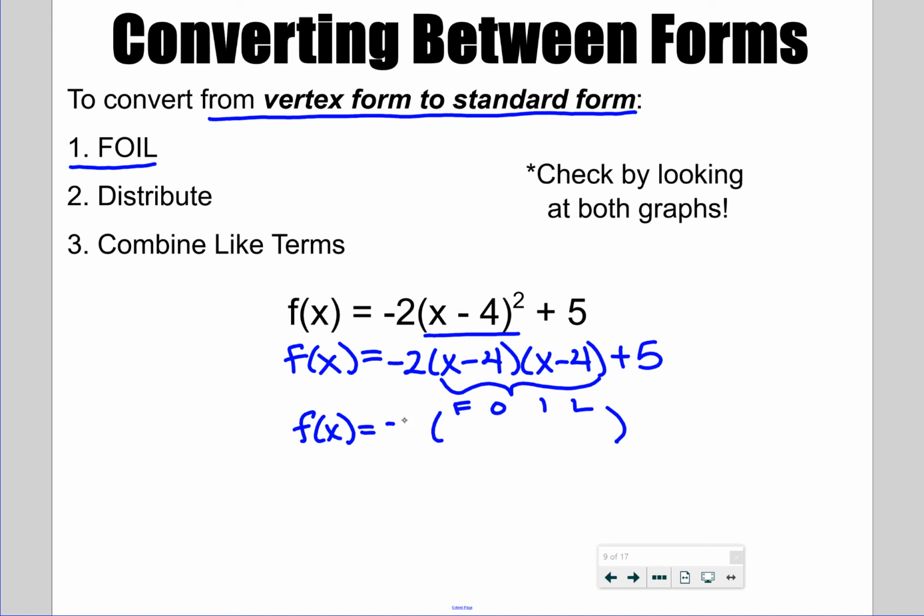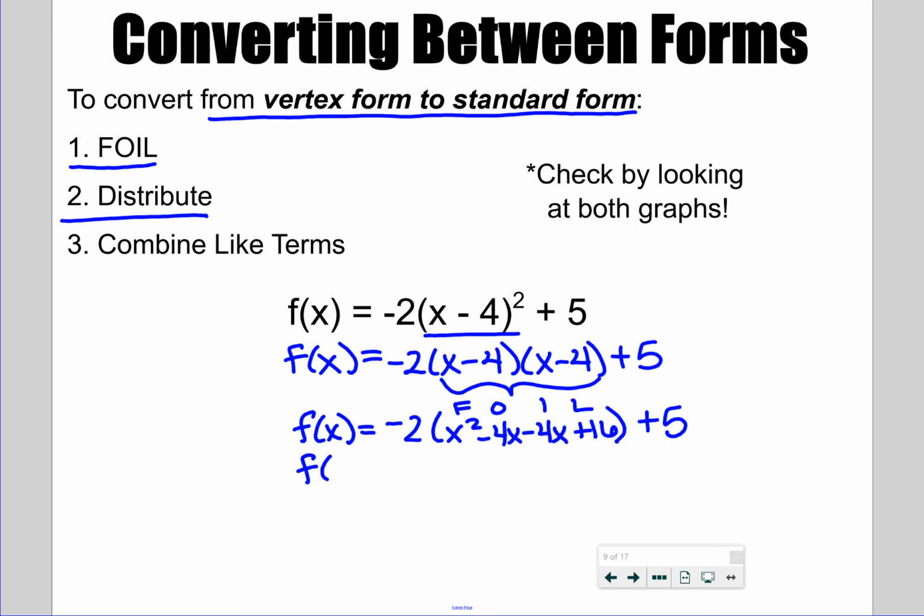I'm going to bring down my -2. I'm going to keep a parentheses there because that -2 is going to apply to everything inside. My first terms, x and x, give x squared. My outside terms are a -4x. My inside terms a -4x. My last terms, -4 times -4, give +16. Bring down the 5.